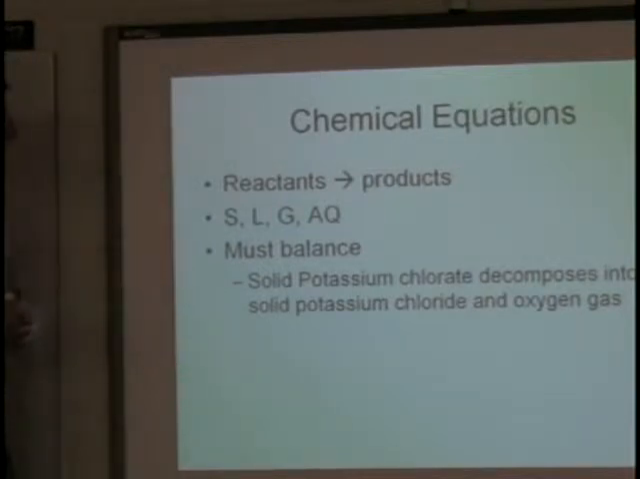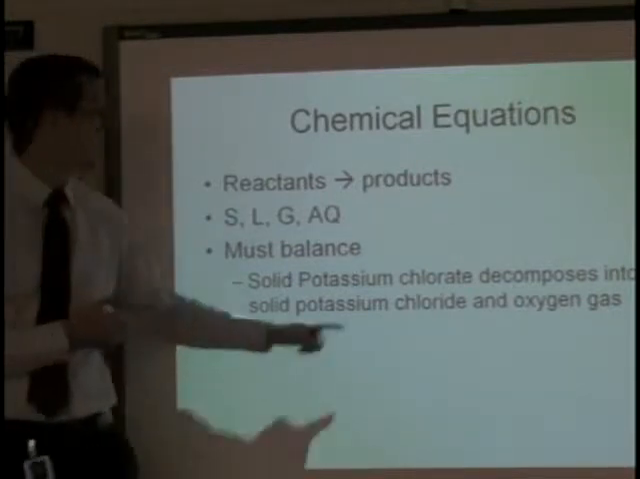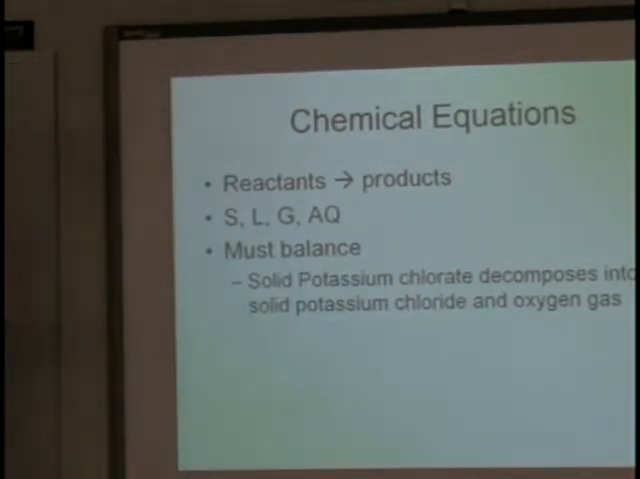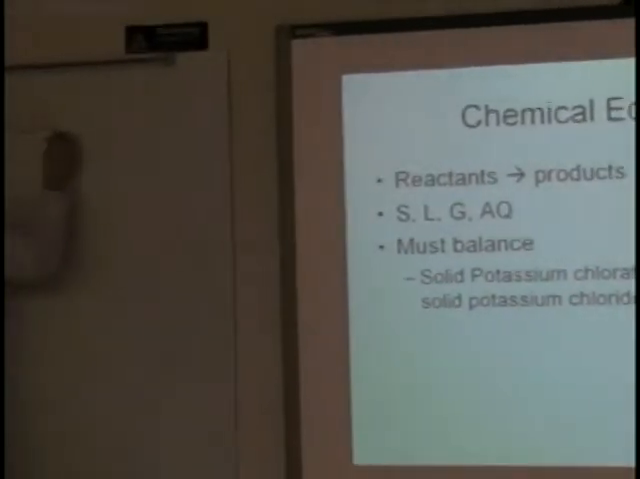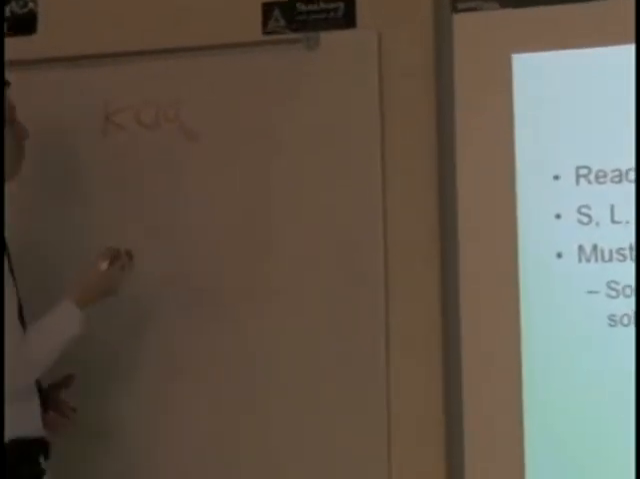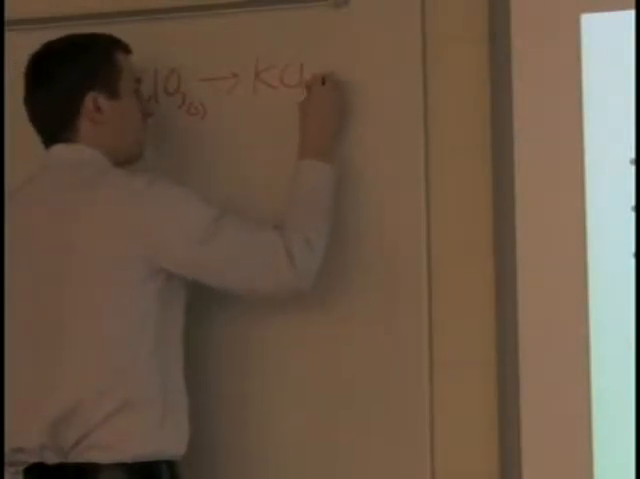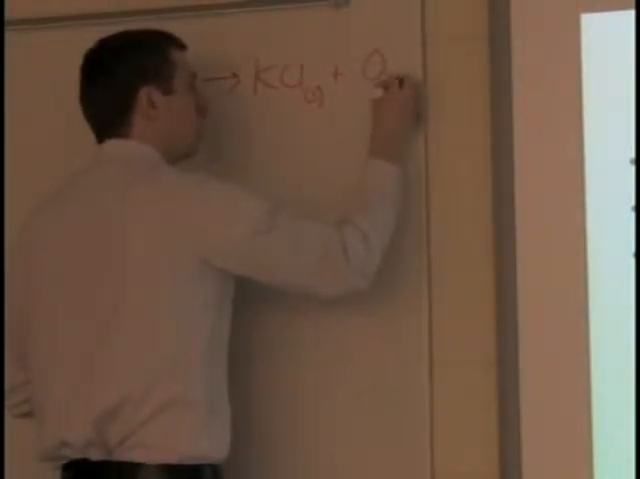The equation I'm going to write down for you right now is solid potassium chlorate decomposes into solid potassium chloride and oxygen gas. Once again, chlorate means there's a polyatomic ion involved. Solid potassium chlorate, KClO3, with an S for solid. If it's a decomposition reaction, which we'll talk about more in a little bit, it's going to create potassium chloride, KCl, which is a solid, plus O2, which is a gas.